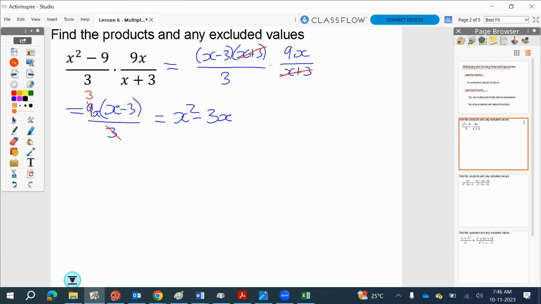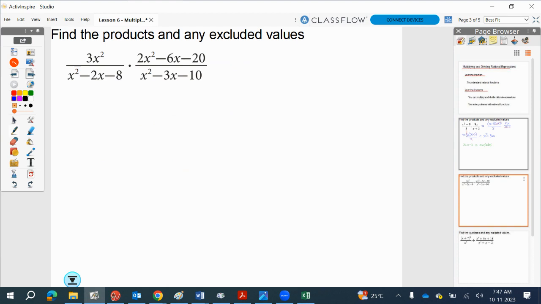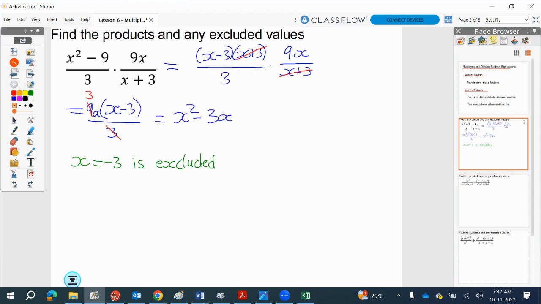No questions there? Oh, reread the question at the end. I guess it wants me to state the excluded values. X equal to minus 3 is excluded. Yeah, there's a 3. Oh, there's a 3. I missed the 3.